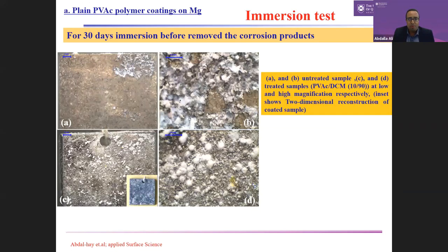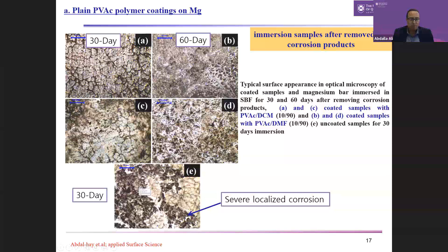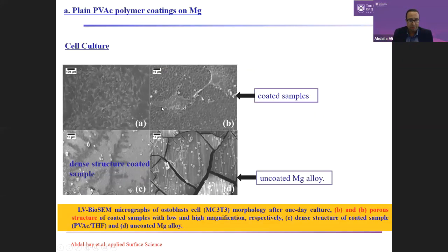This is before removing the corrosion products, after 30 days in a simulated body fluid to investigate the coating stability. As we can see, even after 30 days, the coating is intact and showed good stability here. And what can be seen here is the corrosion product during the degradation of magnesium. After the removal of the corrosion products, we can see severe localized corrosion occurred on the magnesium surface compared to the coated substrates.